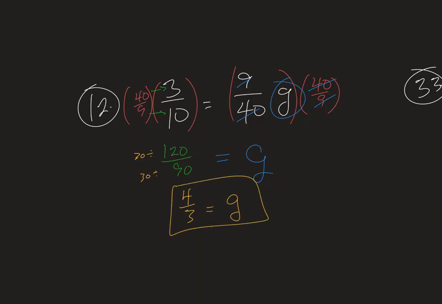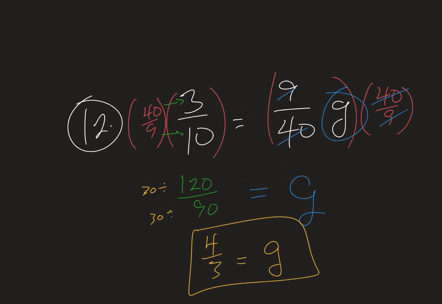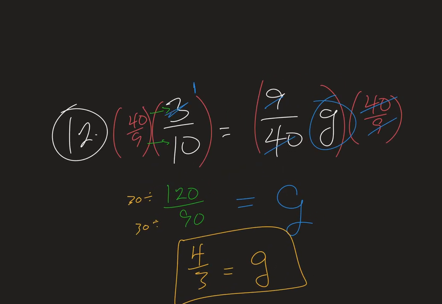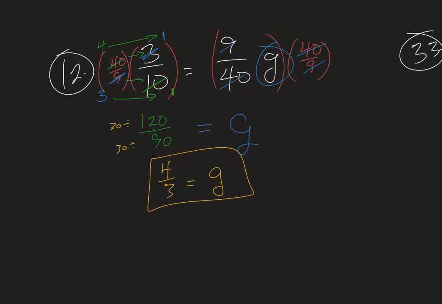If you didn't want to do the reducing later, but earlier, 3 goes into itself once, and 3 goes into 9 3 times. 10 goes into itself once, and 10 goes into 40 4 times. So it's literally 4 times 1 and 3 times 1, which is 4/3.